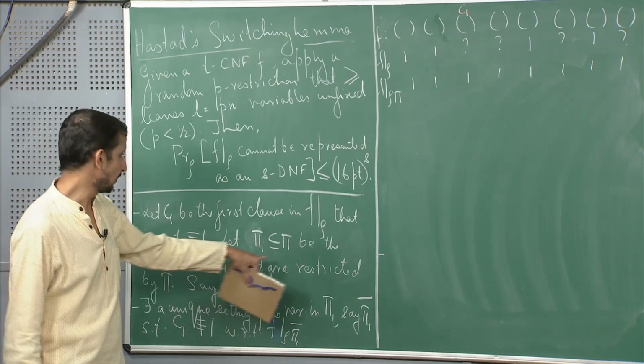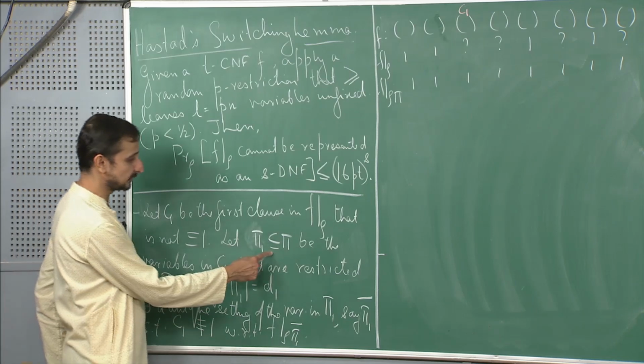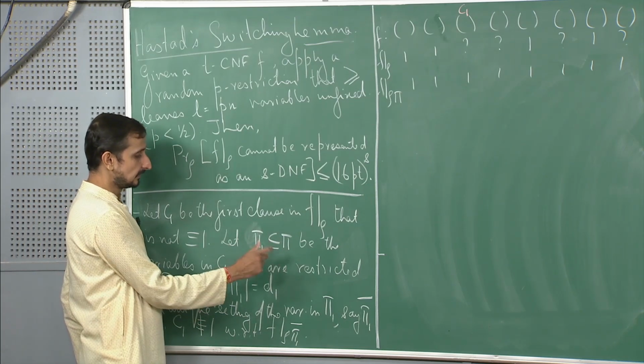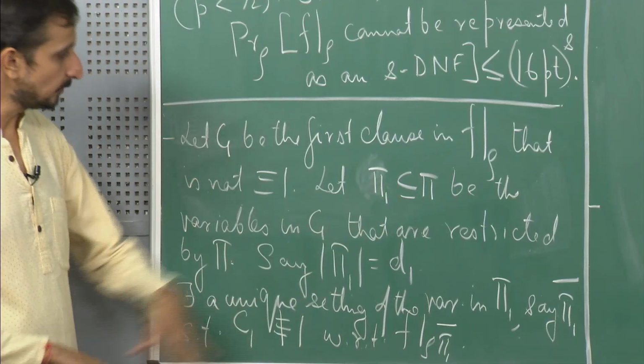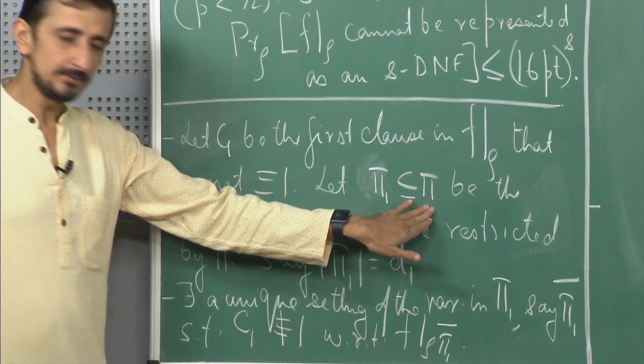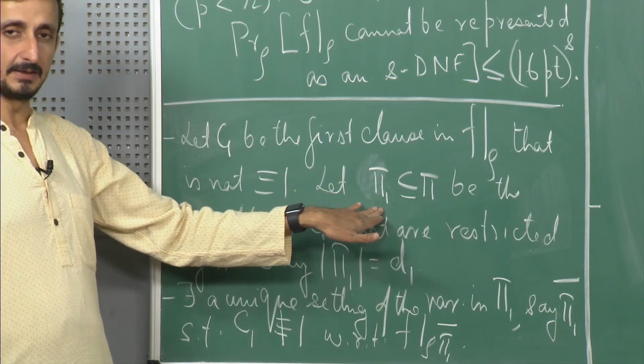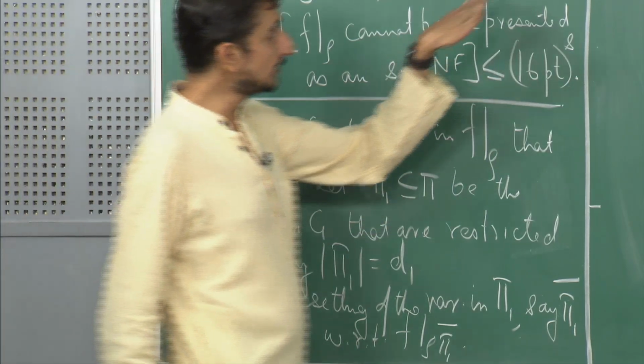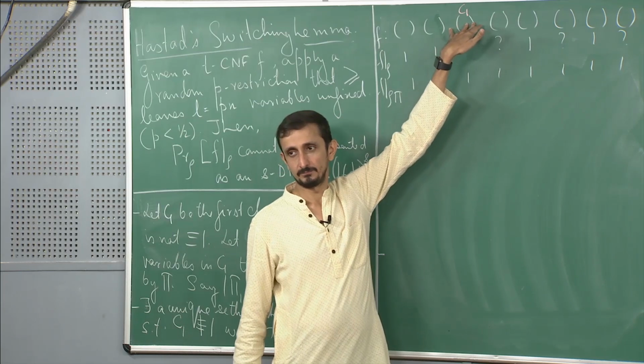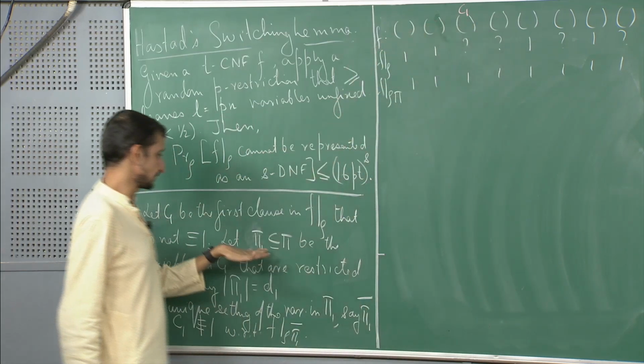Okay. And now, pi 1 is the subset of pi. So, this notation is actually a little overloaded. By subset what I mean is that look at the variables that are restricted by pi and look at the subset of those variables which belong to the clause C1. Okay, essentially that is what it means.